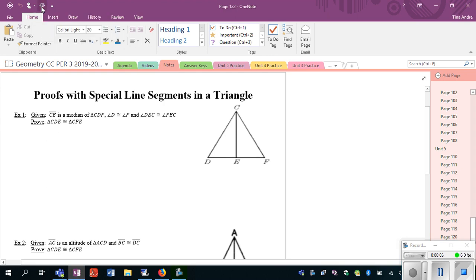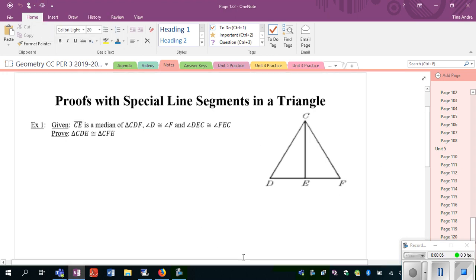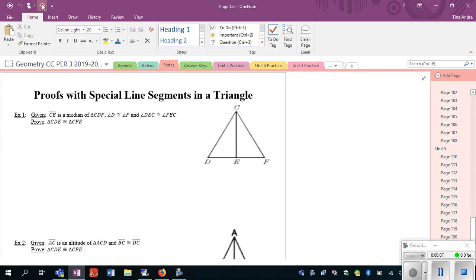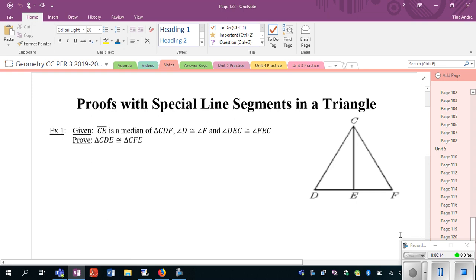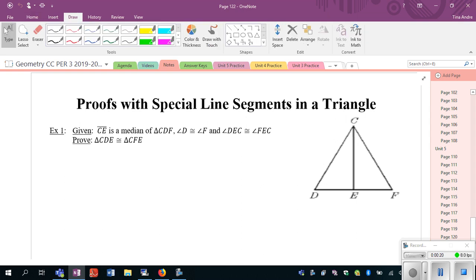In this video, we're going to look at proofs with special line segments. So we're going to look at triangle proofs just like we looked at before, but now we have some other givens using our vocab about special line segments. So if you look at our givens in this first example here, it says that we have a median. So you want to think about a median. What is a median of a triangle?